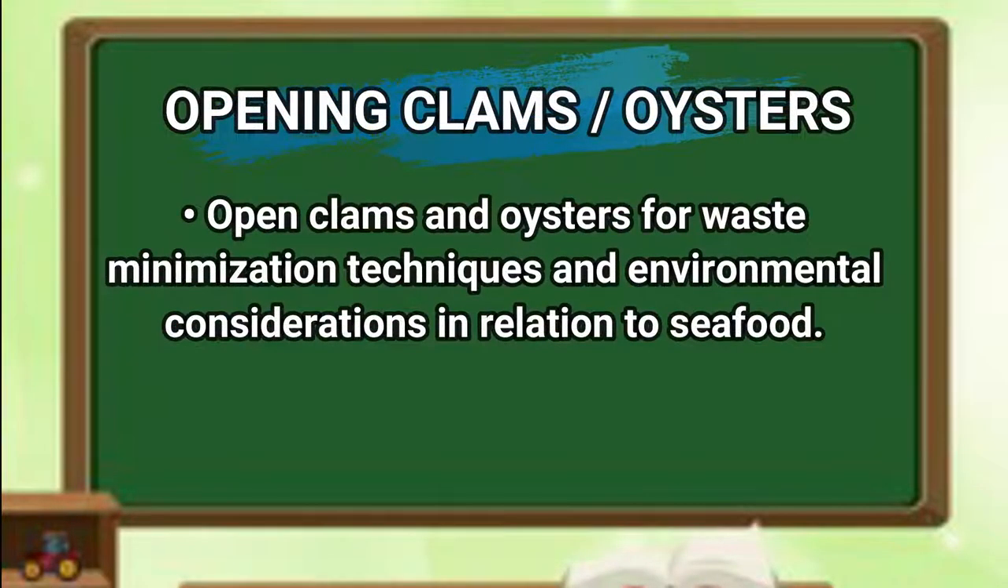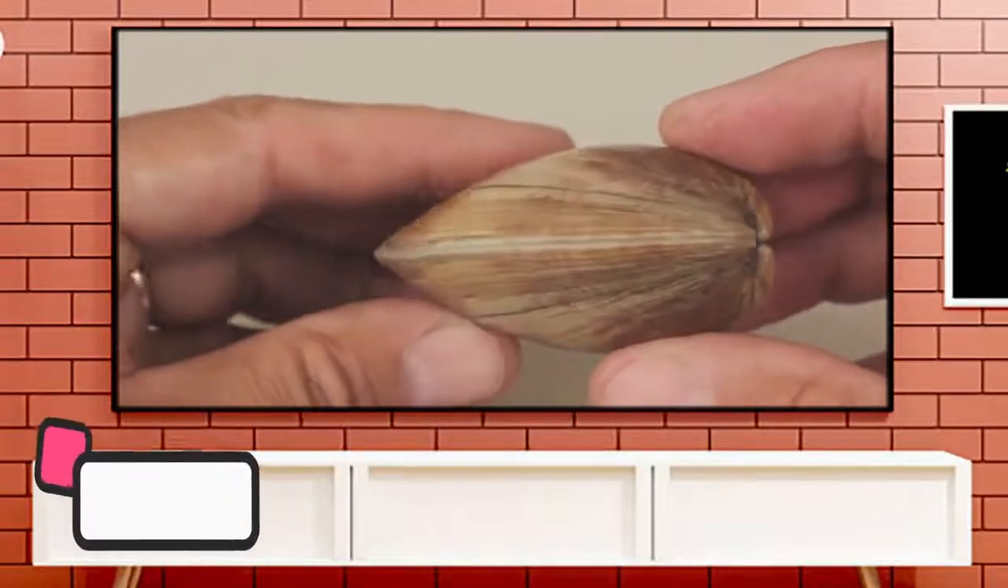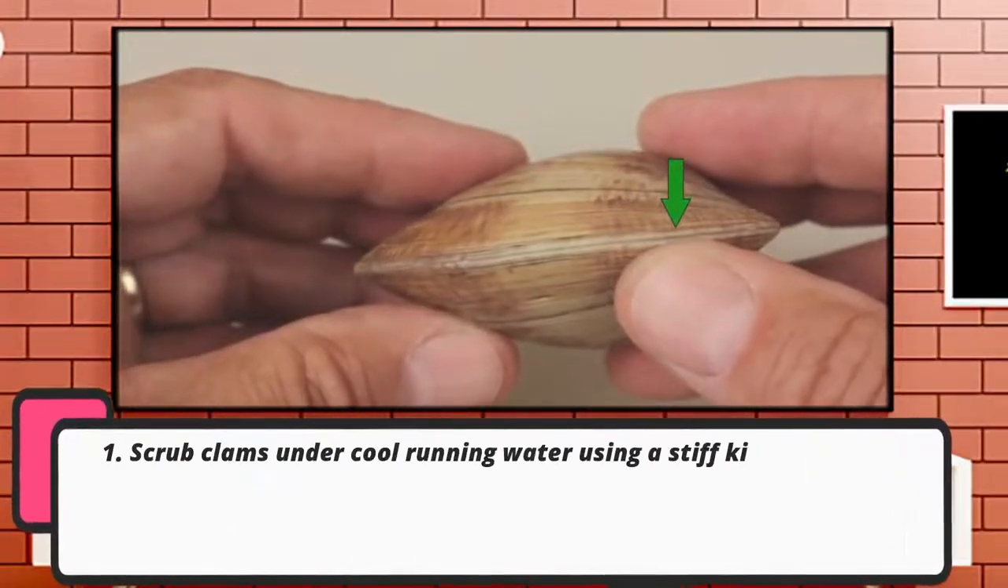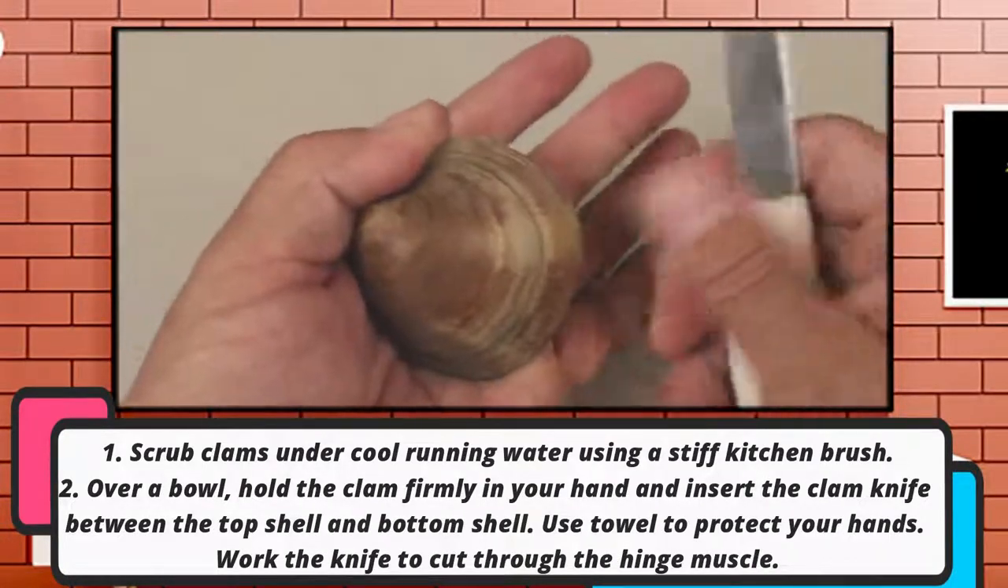Now let's move on to opening clams and oysters. Open clams and oysters for waste minimization techniques and environmental considerations in relation to seafood. The following are the steps in opening clams. First, scrub clams under cool running water using a stiff kitchen brush.